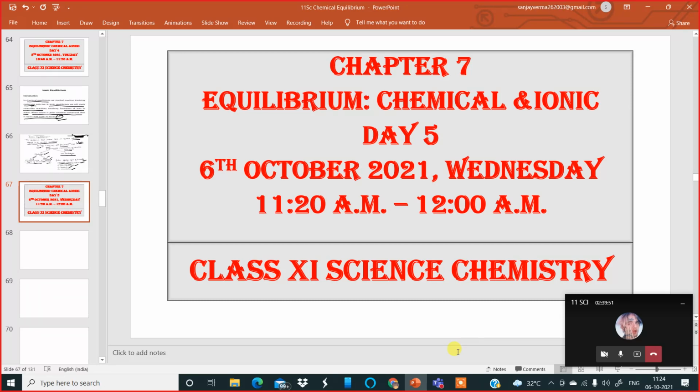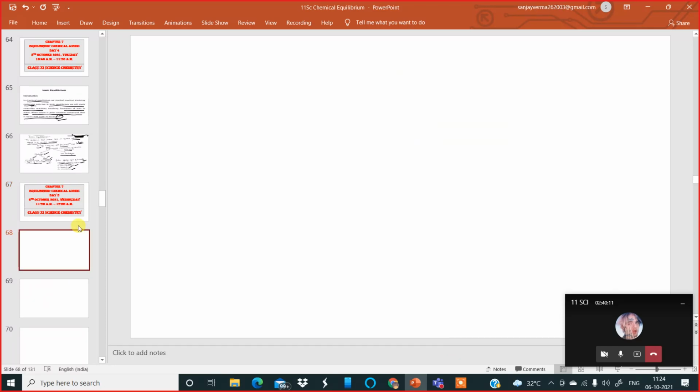relative strength of acids, and I also told you that the dissociation constant Ka, the value of Ka for a particular acid, can be regarded as a quantitative measure of strength. So if an acid has a higher value of Ka, it is a stronger acid. That is what I was talking about in the previous class yesterday.